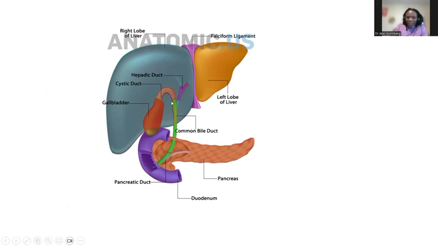And so you can get a cancer within these ducts. And the cancer we were recently talking about is the cholangiocarcinoma.